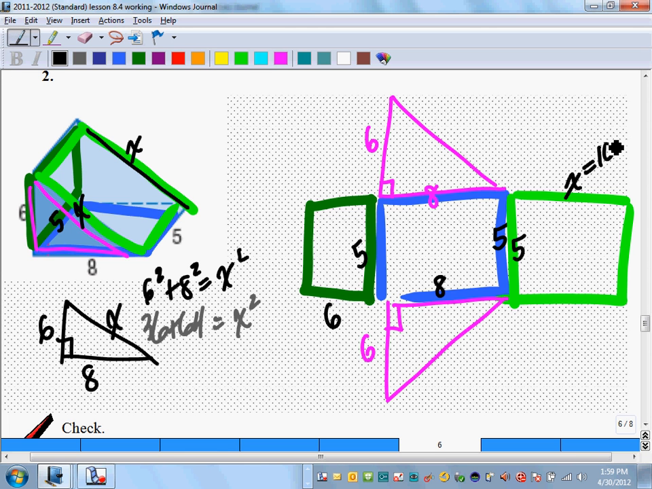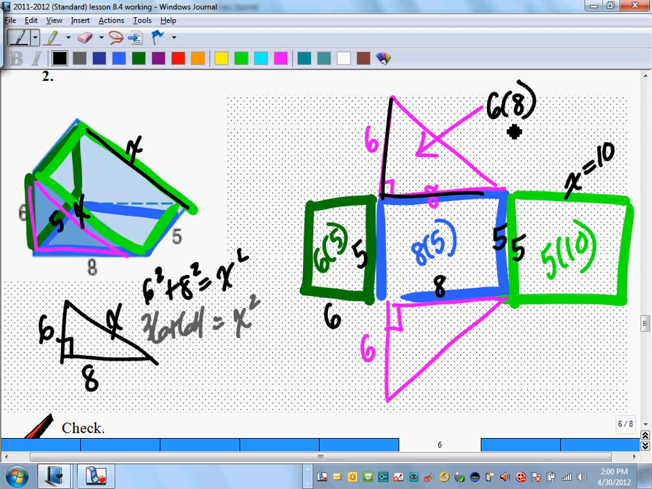Okay. Now, you have to find the area of all of these. So this is 5 times 10. This is 8 times 5. Kyle, follow with us, please. This is 6 times 5. And then how do you find the area of a right triangle? Base times height over 2. That's right. Base times height. 6 times 8 over 2.